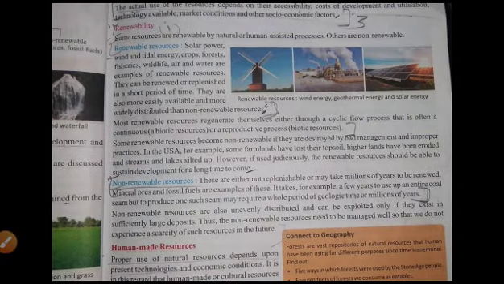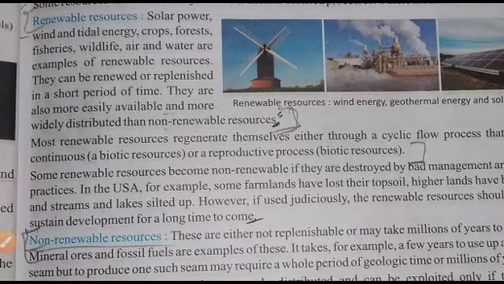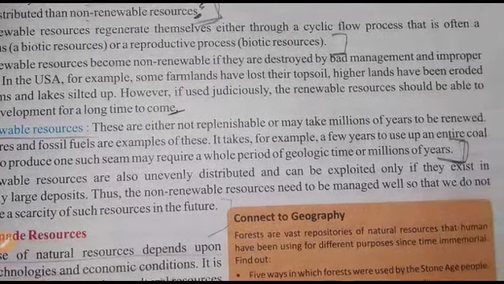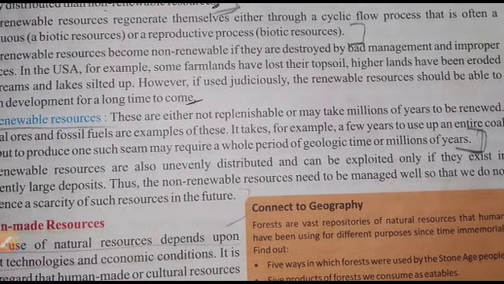here you can see in your book that there's a part in which renewable sources are defined. So you may note the lines: solar power, wind and tidal energy, crops, forests, fisheries, wildlife, air, and water are examples of renewable sources. So these are the examples. And in the non-renewable section, there are some examples of non-renewable sources such as coal, petrol. They are non-renewable sources, or it may take millions of years to be renewed.